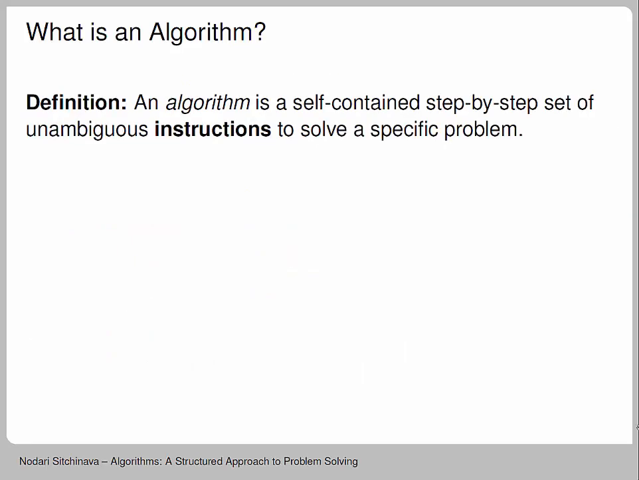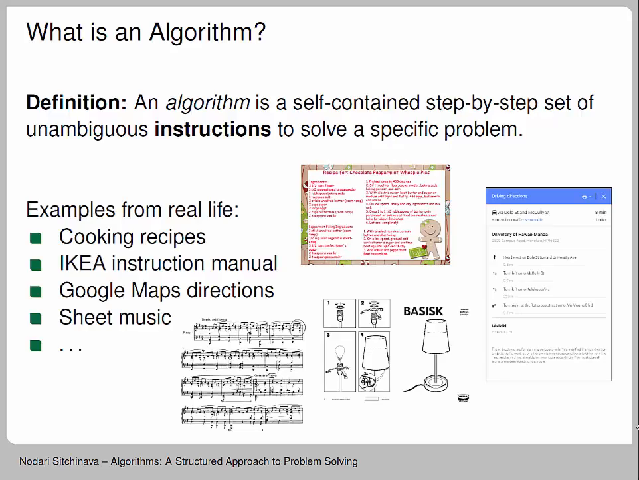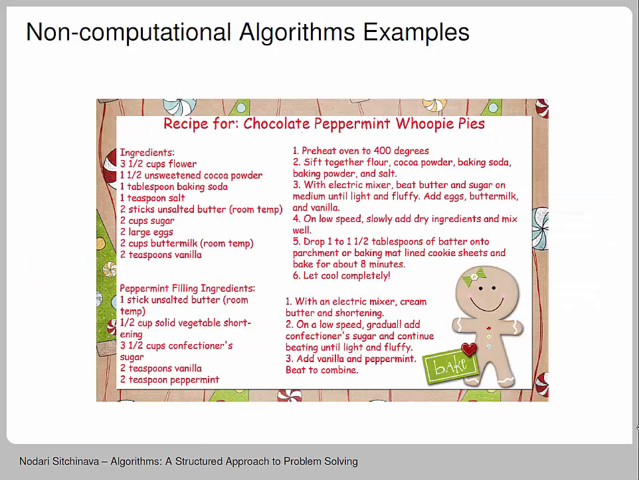Formally, algorithms can be defined as follows. An algorithm is a self-contained, step-by-step set of unambiguous instructions to solve a specific problem. Let's take a look at examples of some of the algorithms that you might have encountered in your life. These examples include cooking recipes, pictorial instructions to reconstruct IKEA furniture, Google Maps directions to find your path from one point to another on a map, or even sheet music.